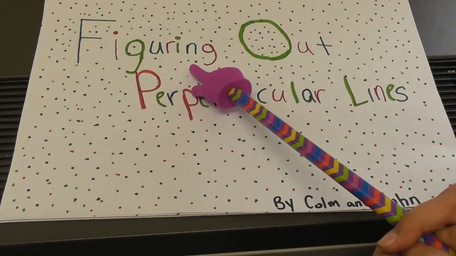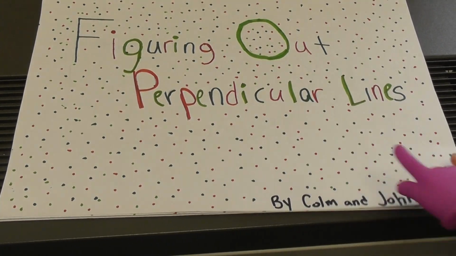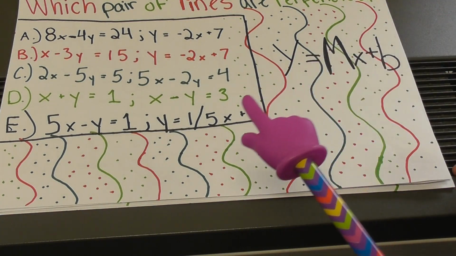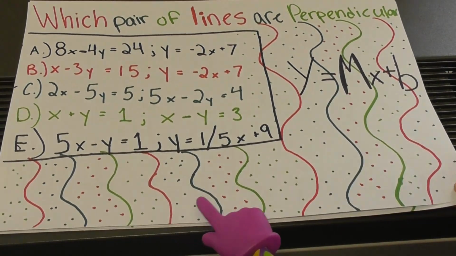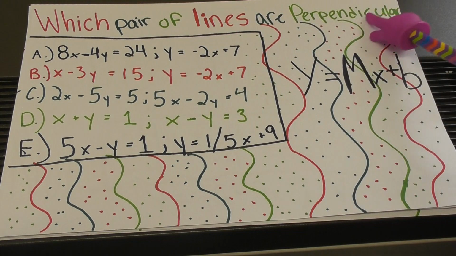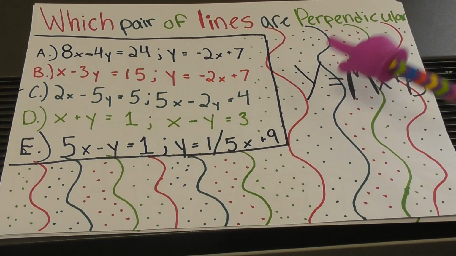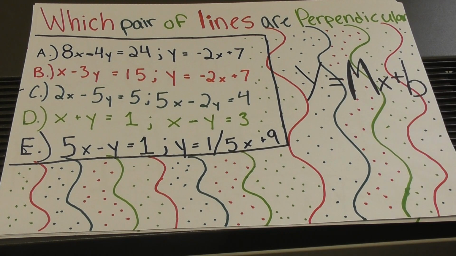Today we're going to be showing you how to identify perpendicular lines. We have to figure out which of these pairs of equations are perpendicular. We must identify the slope and check if they are opposite reciprocals. We will put each equation in slope-intercept form, which is y equals mx plus b.